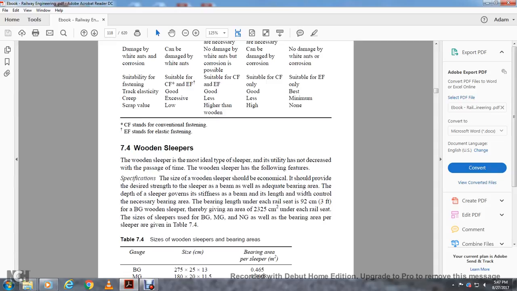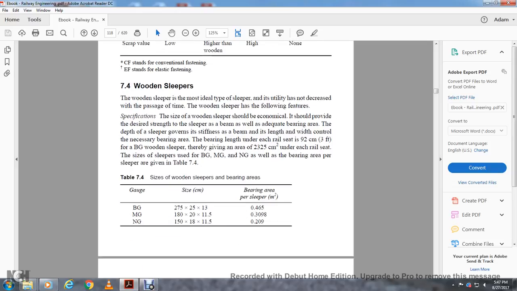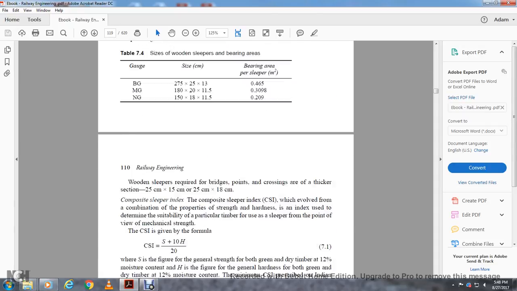The sizes of sleepers for broad gauge, meter gauge, and narrow gauge vary, with varying bearing areas per sleeper, as given in Table 7.4. Broad gauge: 275 by 25 by 13, bearing area per sleeper 0.465 meters squared. Meter gauge: 180 by 20 by 11.5, 0.3098 meters squared. Narrow gauge: 150 by 18 by 11.5, 0.209 meters squared.